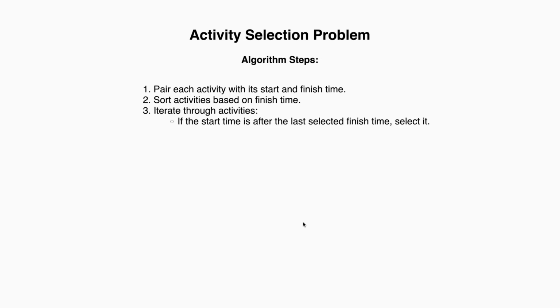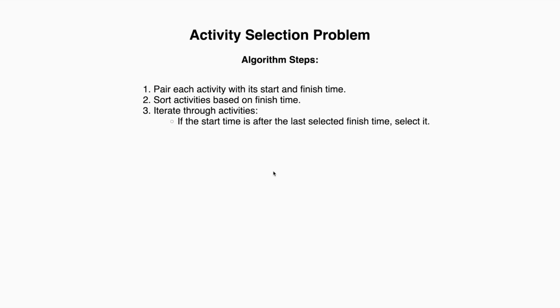So now let's break down this approach a bit. First, we will pair every activity with its start and finish time, because right now we have two different arrays which track the start and finish time of each activity. So we will create a new array and pair the start and finish time of every activity. Now we will sort this array by their finish time, and then go through them one by one. If an activity starts after the last selected one finishes, we will select it. If not, we will just ignore it. We will keep doing this to pick as many non-overlapping activities as possible.